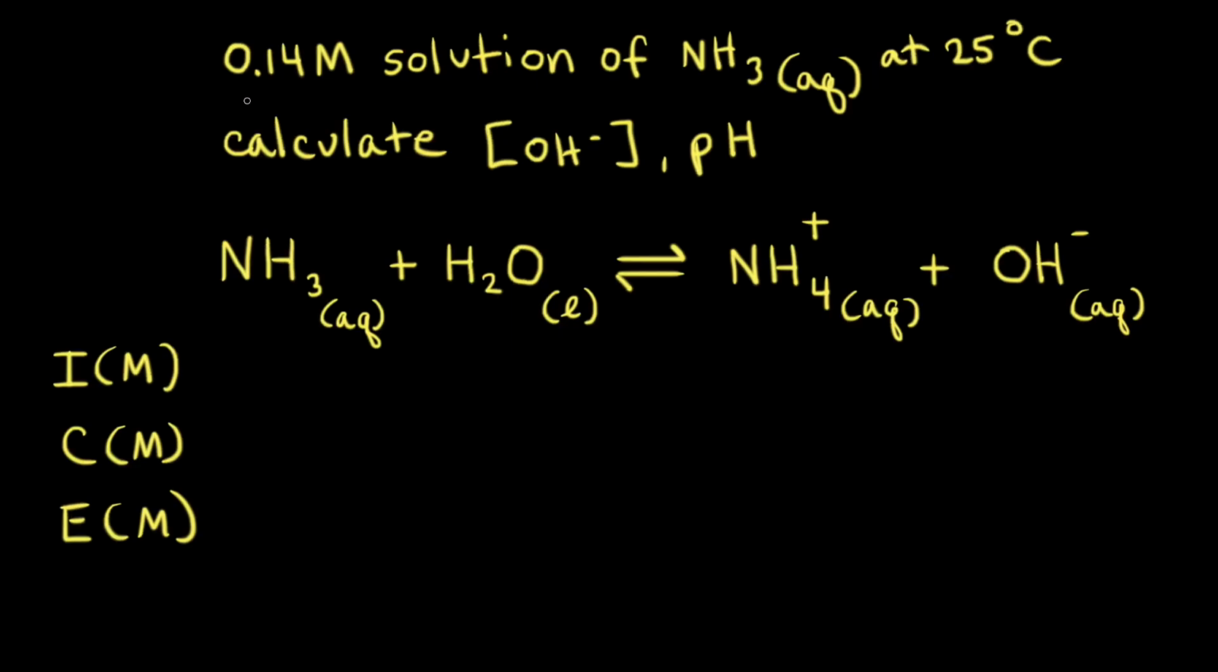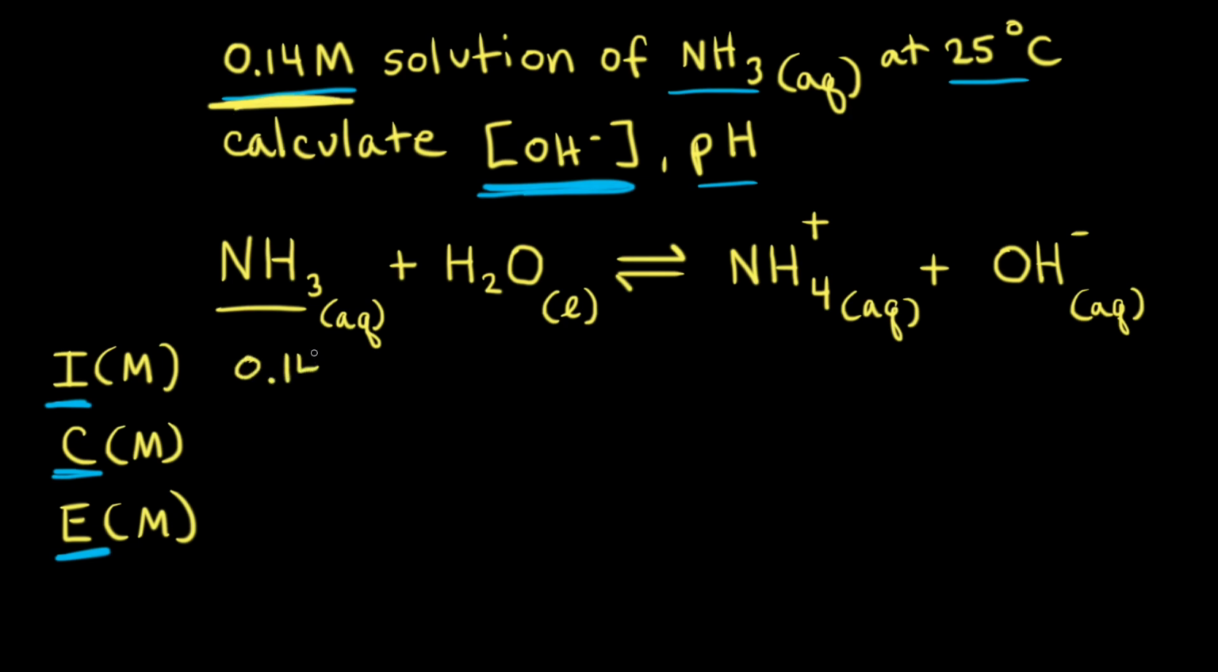Let's say we have a 0.14 molar aqueous solution of ammonia at 25 degrees Celsius, and our goal is to calculate the concentration of hydroxide ions in solution, and also the pH of the solution at 25 degrees Celsius. So first we're going to calculate the equilibrium concentration of hydroxide ions, and to help us do that we're going to use an ICE table, where I stands for the initial concentration, C is the change in concentration, and E is the equilibrium concentration.